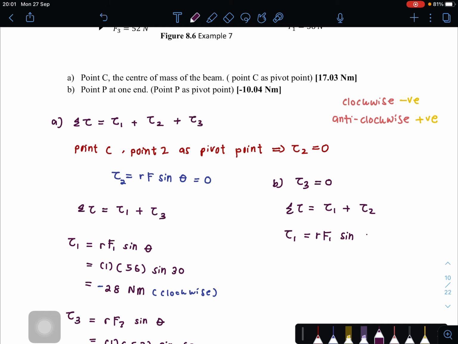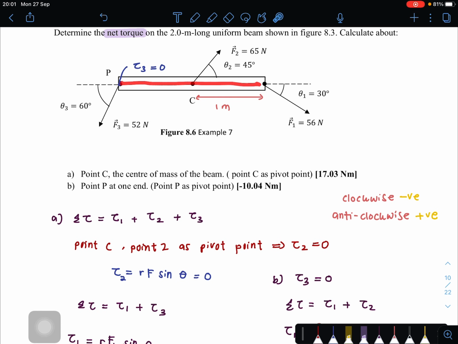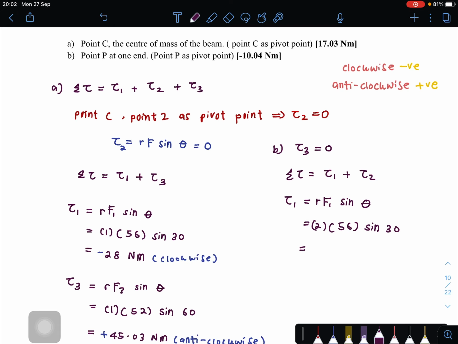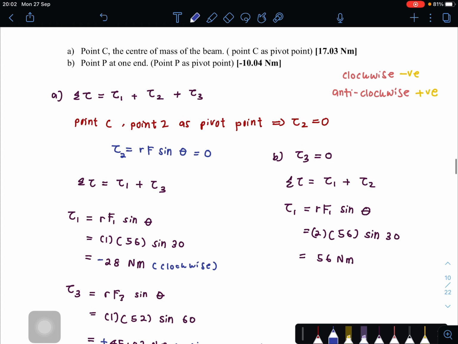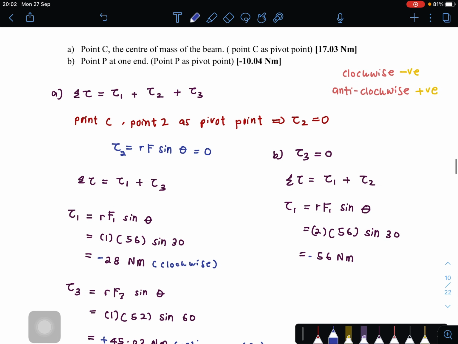RF1 sin theta. So now our value for R is from this point to this point, which is equal to 2 meter. So 2 times F1, which is 56. Okay, the angle is still the same, 30 degree. So you will get 56 Newton meter. And then the direction is still the same because our force is still the same, which is negative.